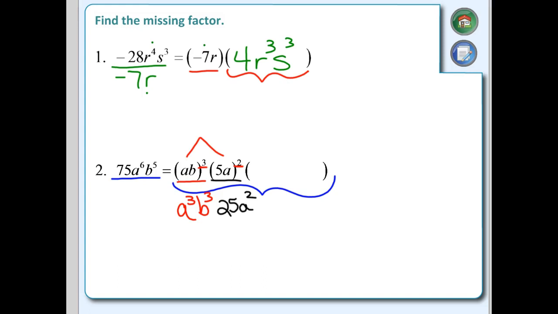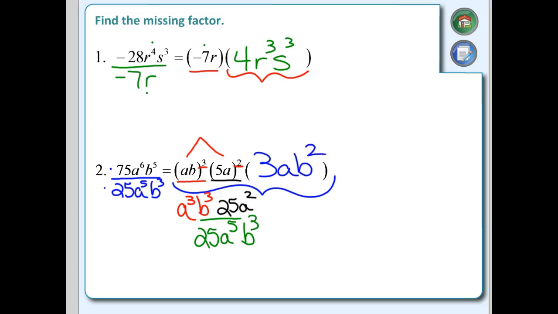And now we're going to multiply these two guys together, and we're going to get 25. A cubed and a squared is a to the 5th. B is going to come along for the ride. And now I can finally divide. We're going to divide by 25a to the 5th b cubed. 75 divided by 25 we know is 3. If I look at the a's, a to the 6th divided by a to the 5th, if I subtract, I get 1. 5b to the 5th divided by b cubed, if I subtract, I get b squared.